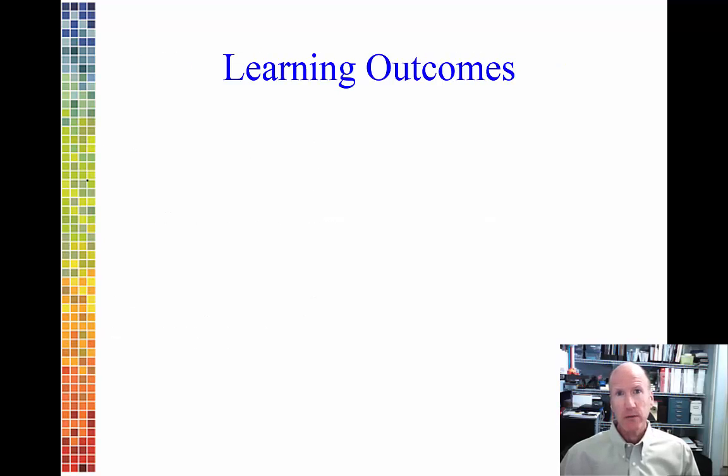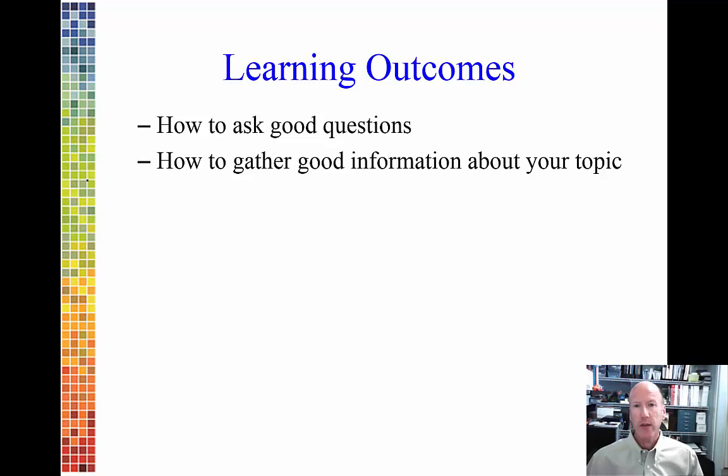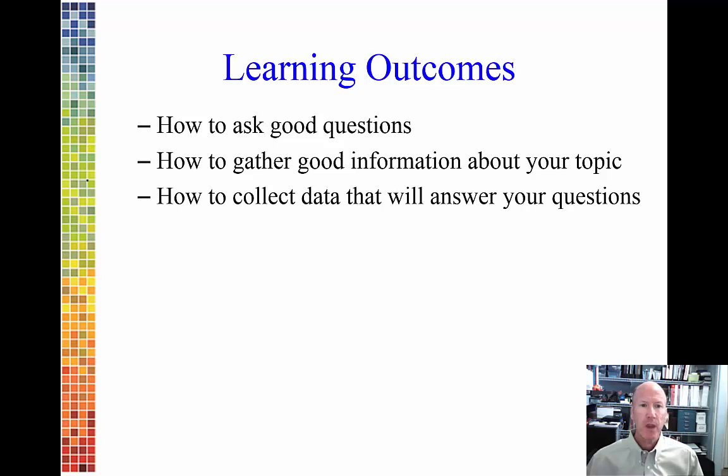There are a few different learning outcomes that we have in mind for this course, and one is how to ask good questions. So you might have questions about communication. It could be, why do I have more conflict with some people versus others? Why do certain relationships last longer than others? Those sorts of things, and so this will help you ask those sorts of questions. The class will also help you gather good information about your topics. So we'll be talking about data and different types of data, and this class will help you to gather good information about your topic.